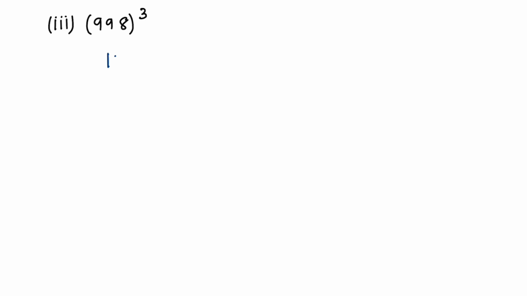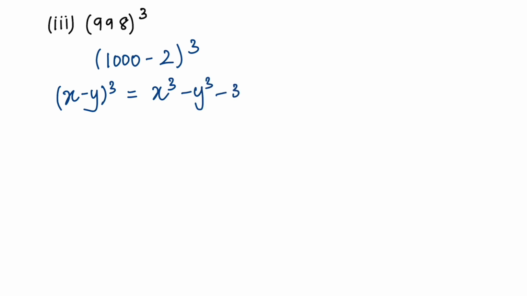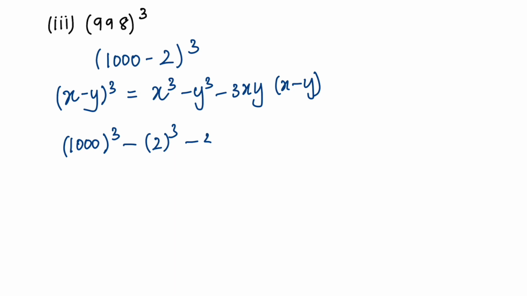So this 998 can be written as 1000 minus 2 the whole cube. Right, and it's of the form x minus y the whole cube, which is equal to x cube minus y cube minus 3xy into x minus y. Okay, so here it is 1000 cube minus 2 cube minus 3 into 1000 into 2 into 1000 minus 2.